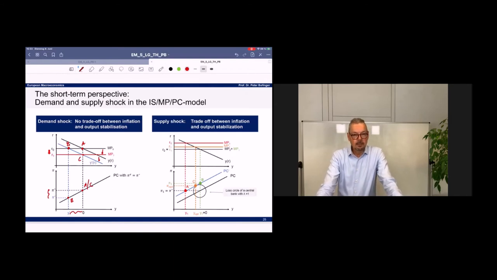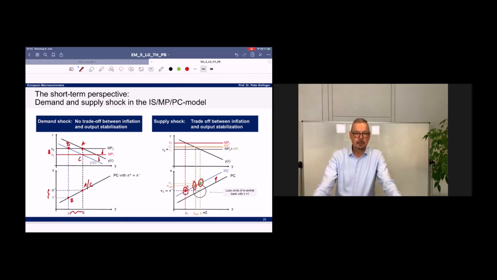So the focus on price stability is not a problem when the economy is confronted with demand shocks, positive or negative. And what we already just discussed, of course, things are different if we have a supply shock. In the situation of a supply shock, of course the central bank has to decide, will we stabilize inflation, will we stabilize output, or will we decide to have some kind of compromise? So here, the focus on price stability can create trade-offs for the central bank.